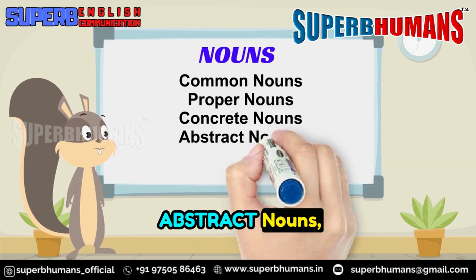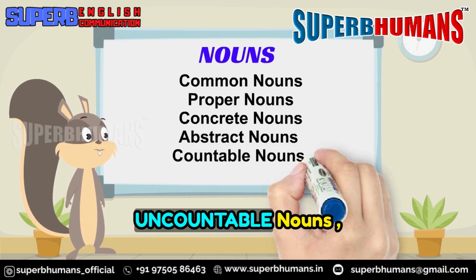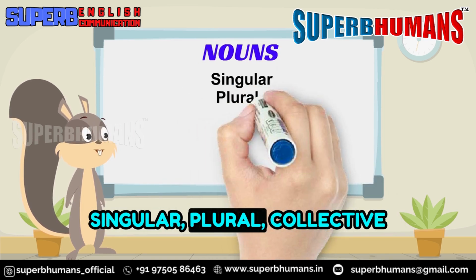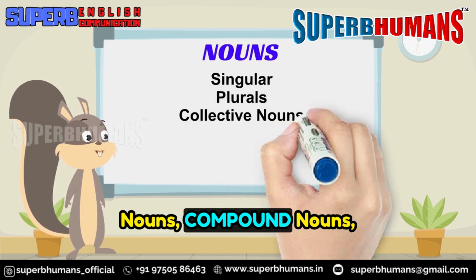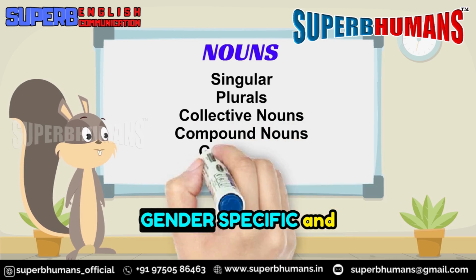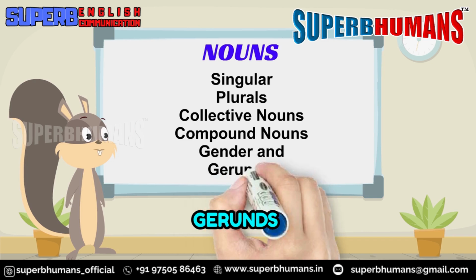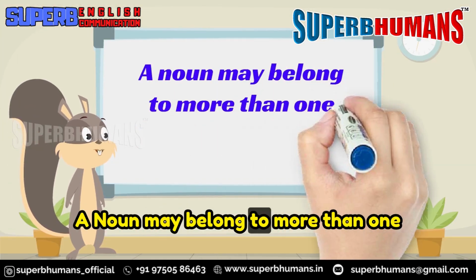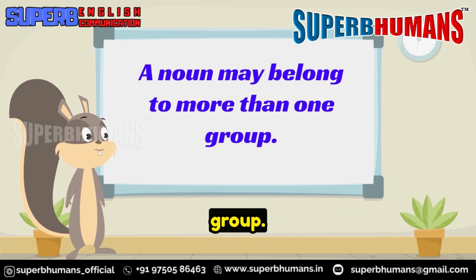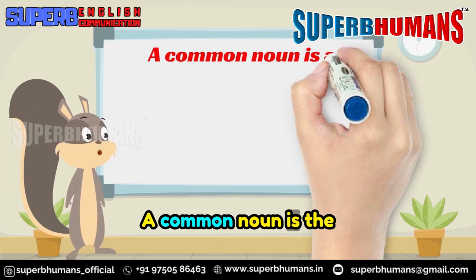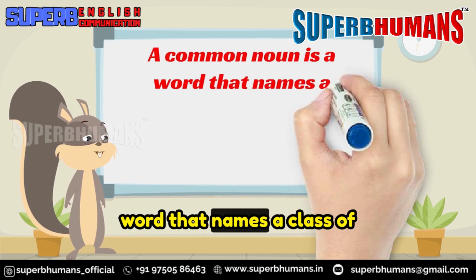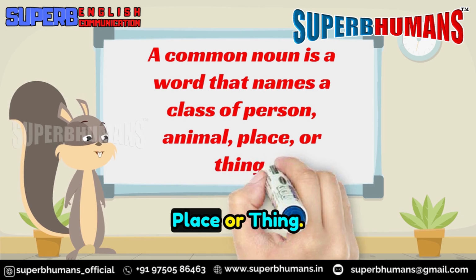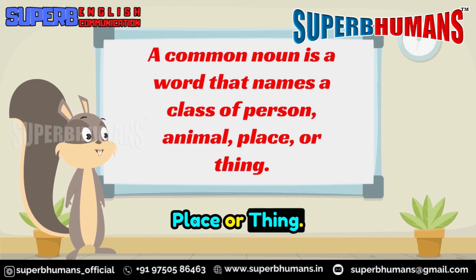abstract nouns, countable nouns, uncountable nouns, singular, plural, collective nouns, compound nouns, gender specific, and gerunds. A noun may belong to more than one group. A common noun is the word that names a class of person, animal, place, or thing.